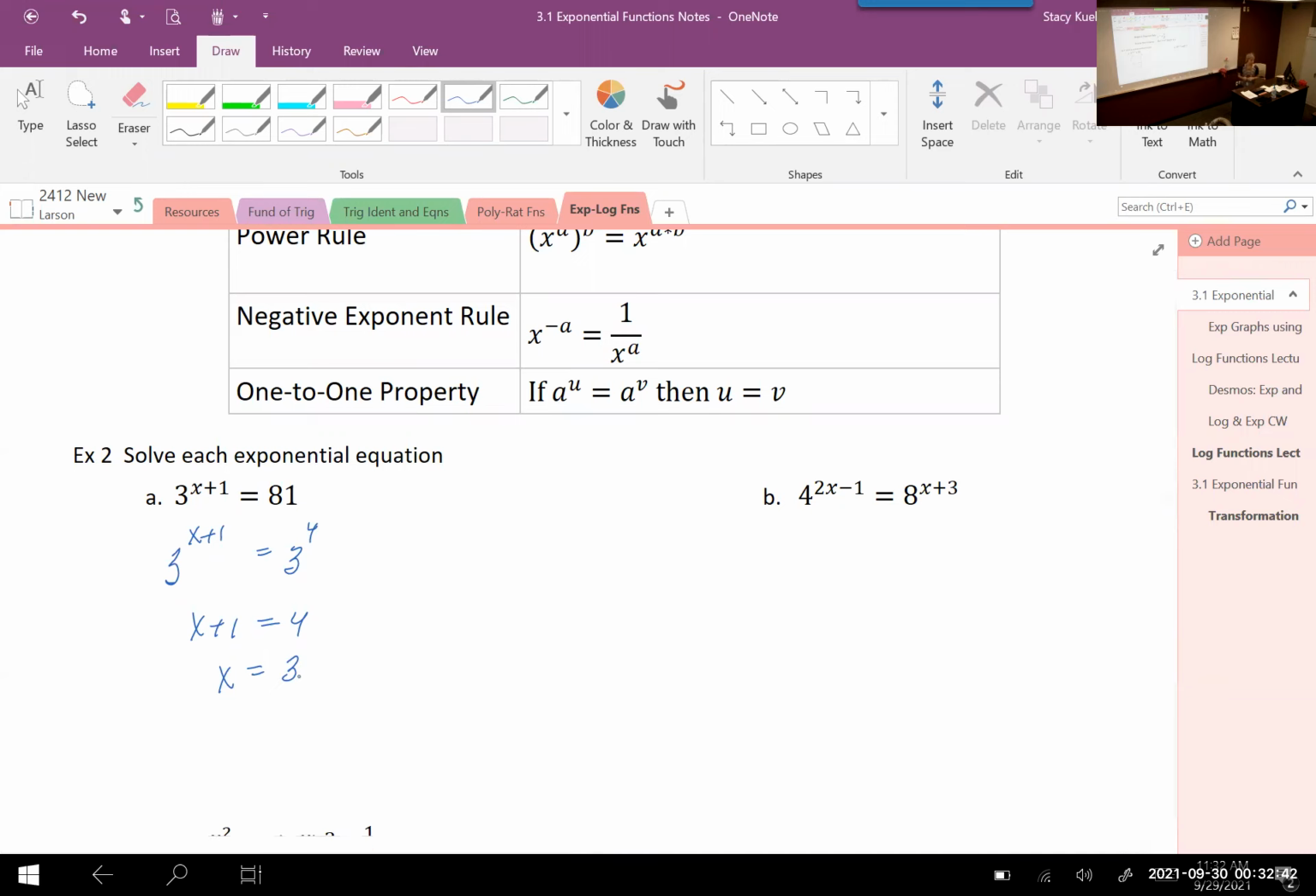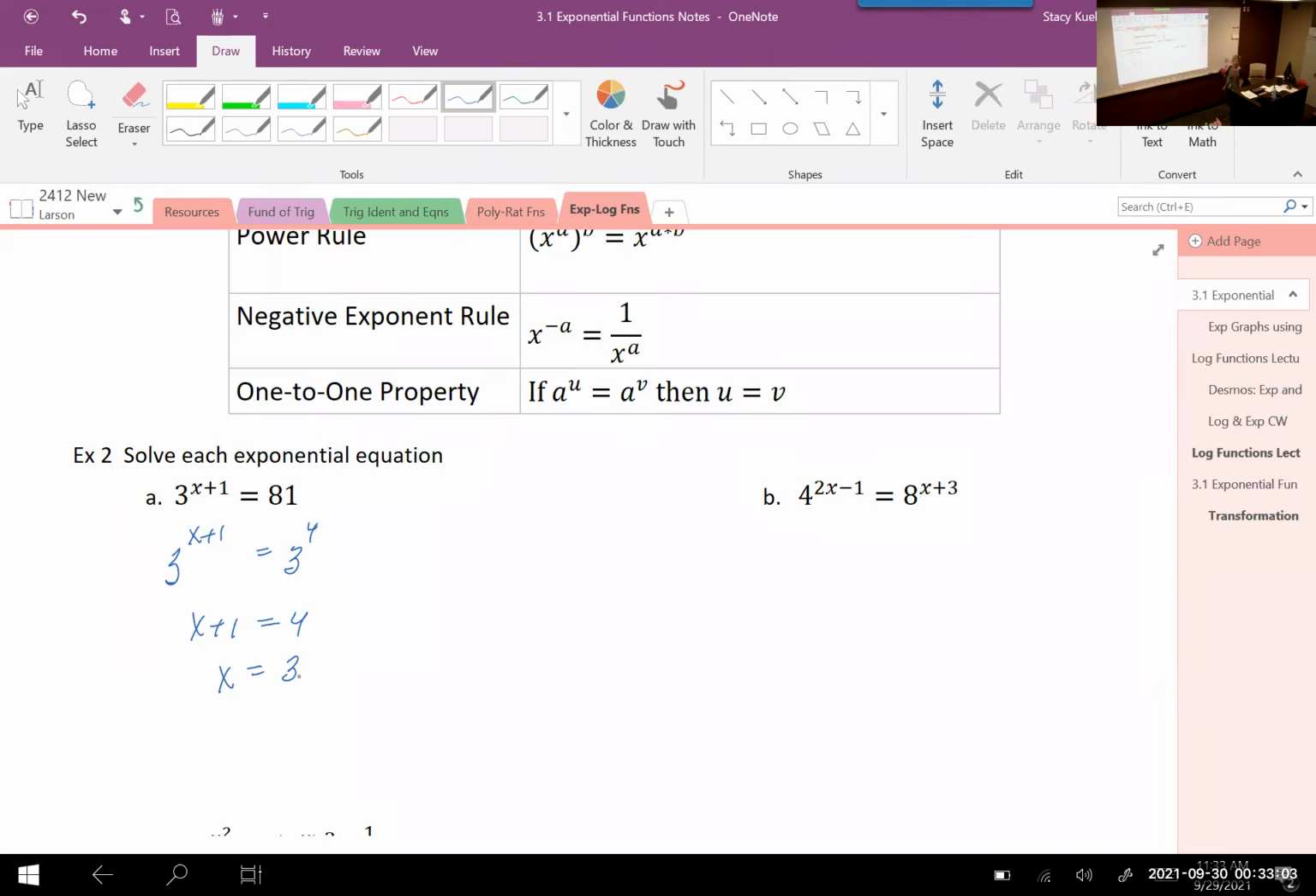How about the next one that we have up there? 4 to the 2x minus 1 equals 8 to the x plus 3. Could we just take down the two exponents and solve for x that way? I can't apply the one-to-one property because my two bases are not the same, 4 and 8 aren't the same.